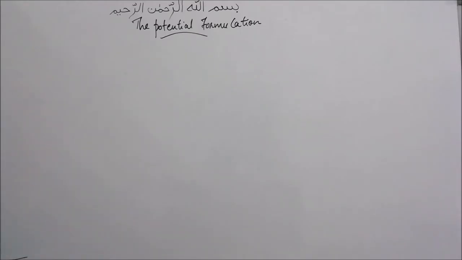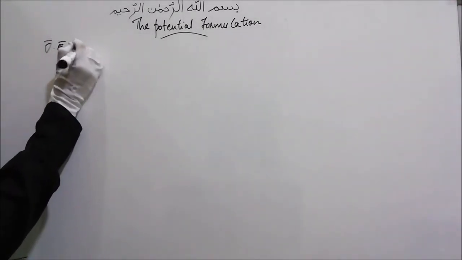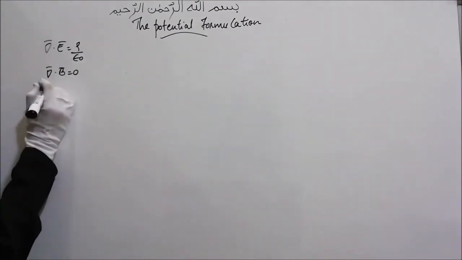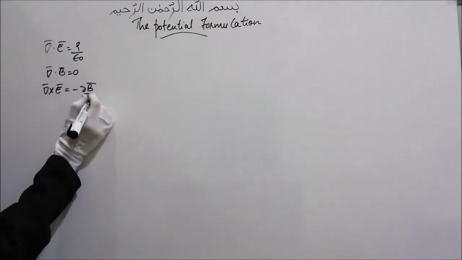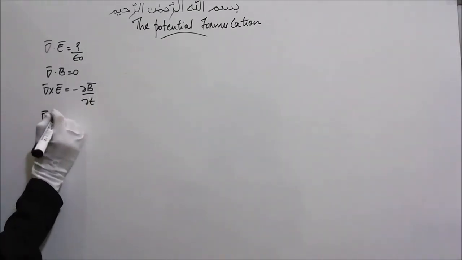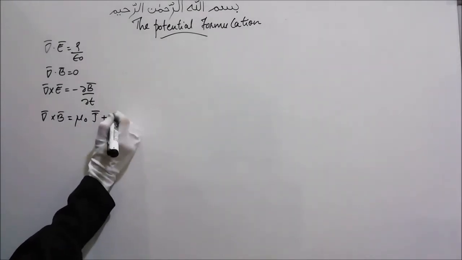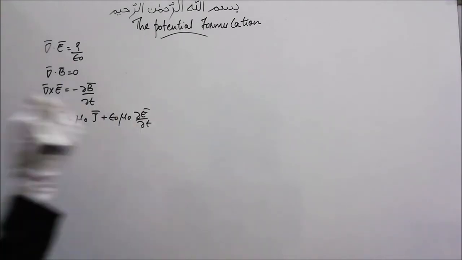Hi friends, we are going to look into the potential formulation. What are Maxwell's equations? By now you must have learned them, right? They are: del dot E is equal to rho upon epsilon naught, del dot B is equal to 0, del cross E is equal to minus del B by del t, and del cross B is equal to mu naught J plus epsilon naught mu naught del E by del t.